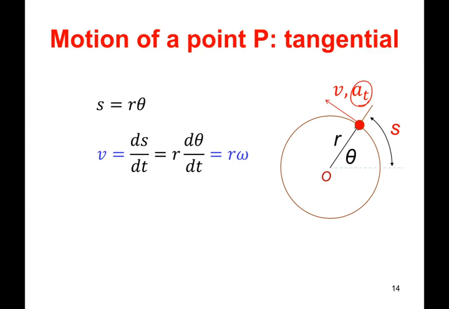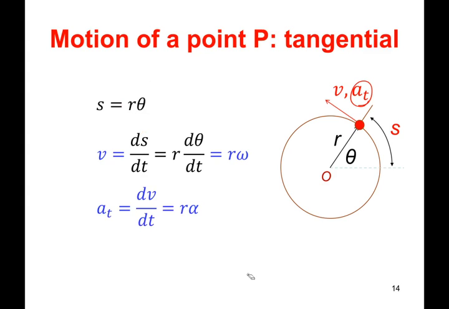We can define the linear velocity as ds versus dt, the first derivative of the path with respect to time, and then we can replace s with r theta. R doesn't change, that's the first assumption, so we can take it out. So we're going to have r d theta with respect to time, which equals r omega.